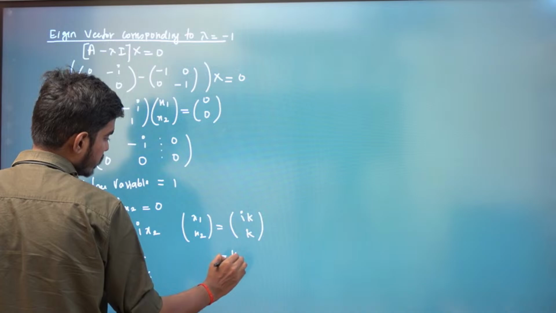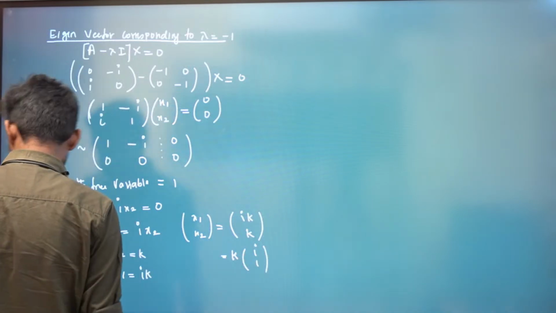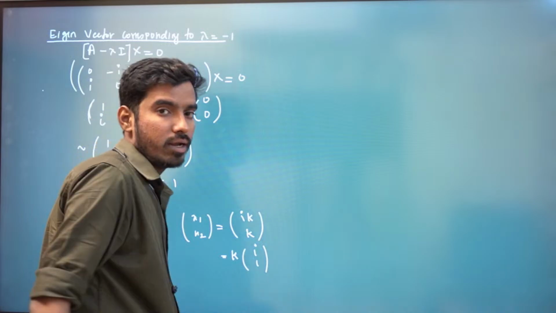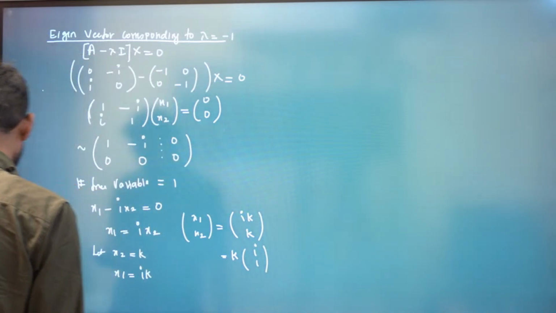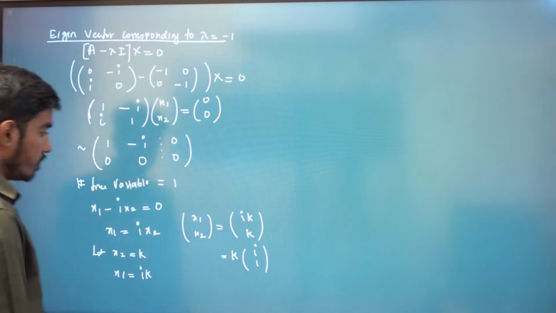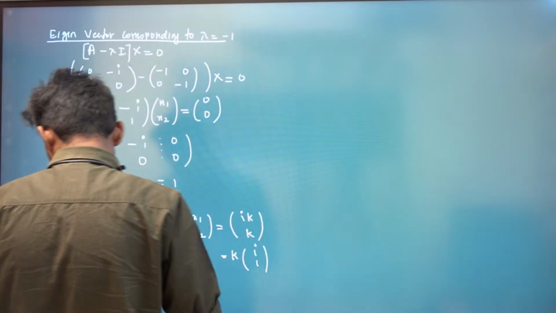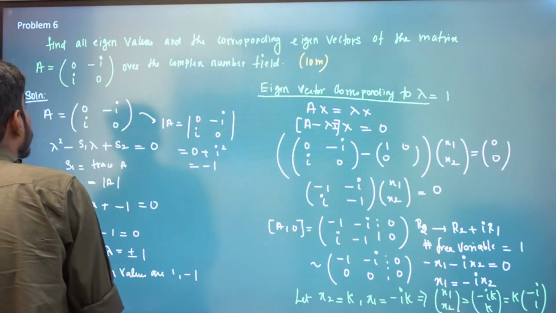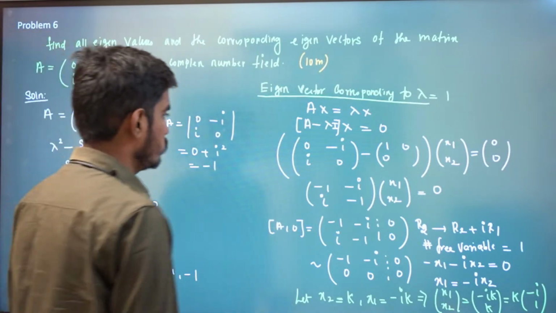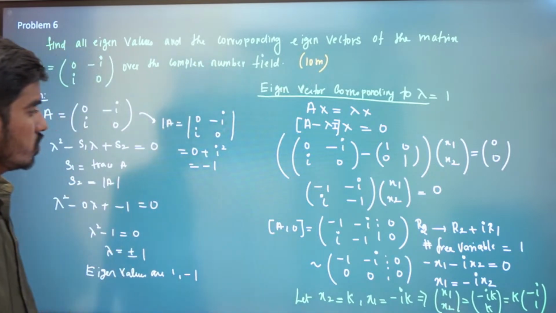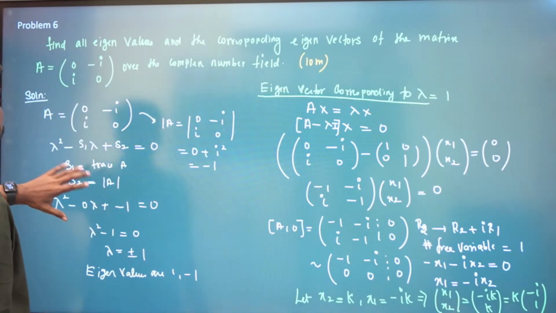So this eigenspace is spanned by the vector (i, 1). Okay, so this is our vector corresponding to lambda equal to minus 1, right? So that's it. We have done the sixth problem. Very simple, very standard problems.